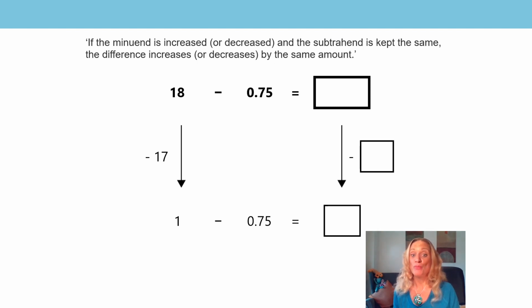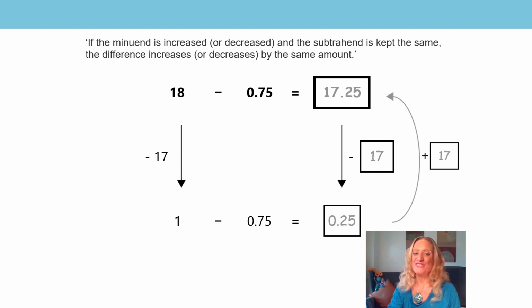If I know my number bonds within hundredths, I know that 0.75 plus 0.25 is 1 whole. And that should be one that comes to my mind immediately. So I have 0.25 there. Fantastic. But because we know that the difference has decreased by 17 as well, what do I have to do? I have to increase that difference by 17 so that I get 17.25 as the difference for the original calculation. How many of you did it that way? It's quite an efficient strategy, isn't it? Well done if you chose that method.